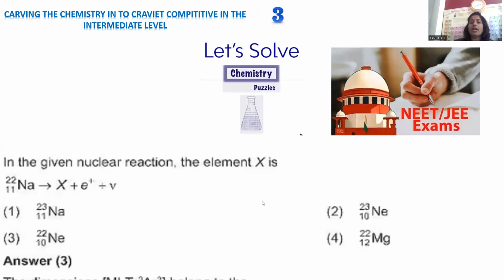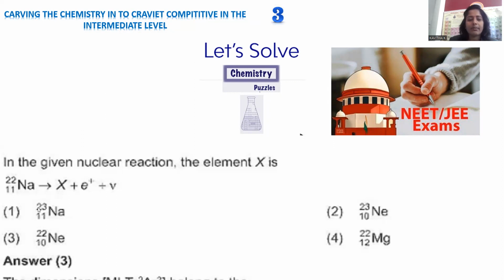Let's move on to question number 3. This is a question on nuclear chemistry, where you have a nuclear reaction and must find what the element X is. Sodium, atomic number 11 and atomic mass 22, reacts, and an unknown compound called X is generated. In addition, a positron and a neutrino are evolved. During this reaction, what is meant by X? If you see this, it is called beta plus emission. Positron emission will be there.